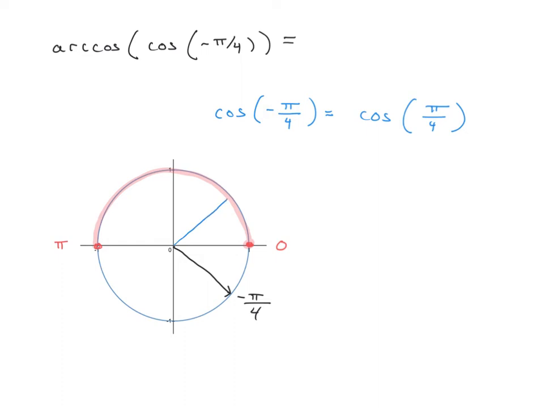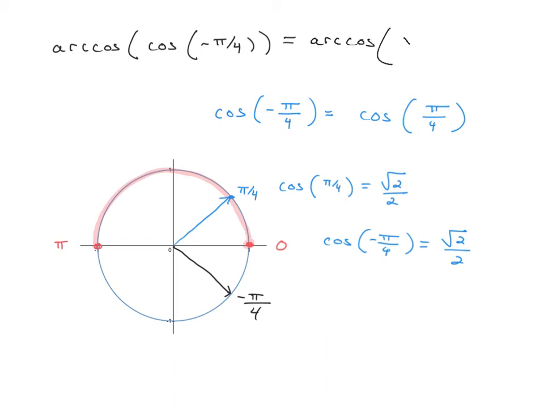So here's pi over 4. Cosine is the x value, and the x value there is root 2 over 2. The x value between this quadrant and this one does not change. Cosine's positive down here. So cosine of negative pi over 4 is also equal to positive root 2 over 2. How does this help us? Here's how. Arc cosine of cosine of negative pi over 4 is equal to arc cosine of root 2 over 2.